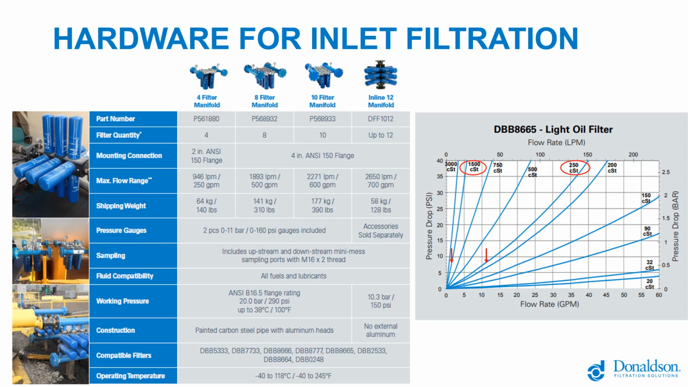If we are filtering cold oil at 1500 centistokes, I'm going to need 20 filters in parallel. So 2 of the 10 filter manifolds, the P568933 manifold, bolted in parallel to get 20 filters in parallel and handle that. That's how much difference the temperature makes in selecting the right size manifold for ambient condition oil filtration.